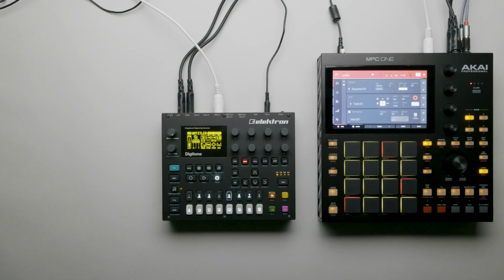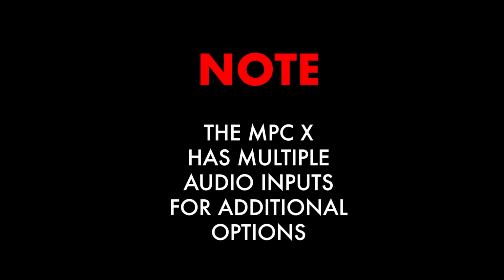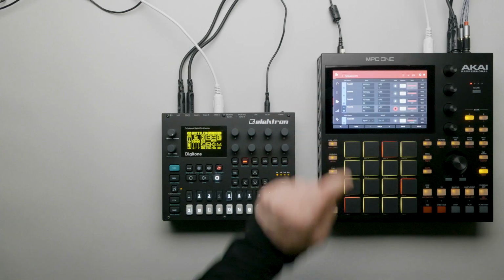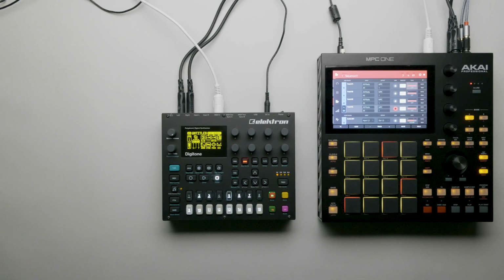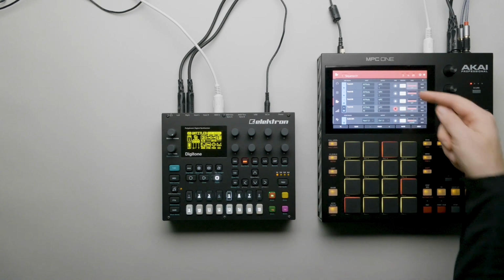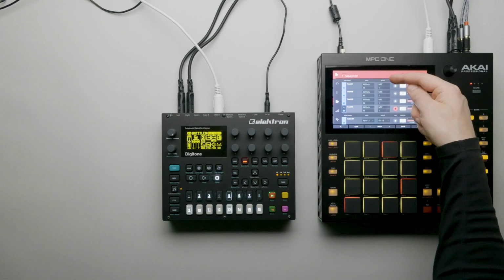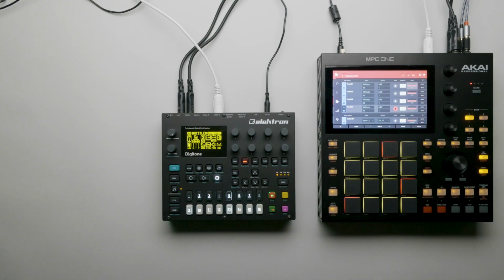This means audio from our 4 synth tracks will be combined into one stereo track on the MPC-1. Note, on the MPC-X, you could use 2 stereo inputs and have 2 stereo audio tracks. Within the MPC, we have 4 MIDI tracks to correspond to the 4 synth tracks on the Digitone. Each track's MIDI port should be set to MPC, as that's the MIDI DIN output.